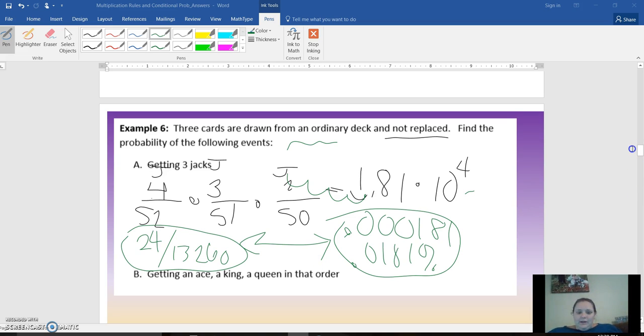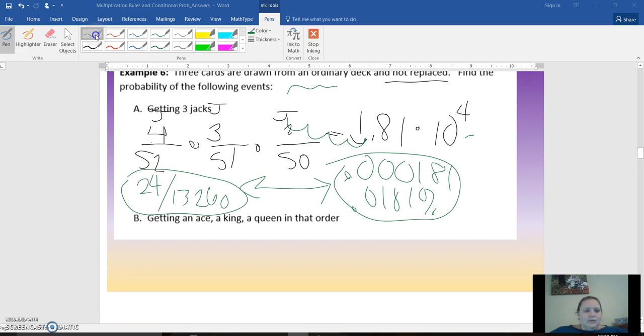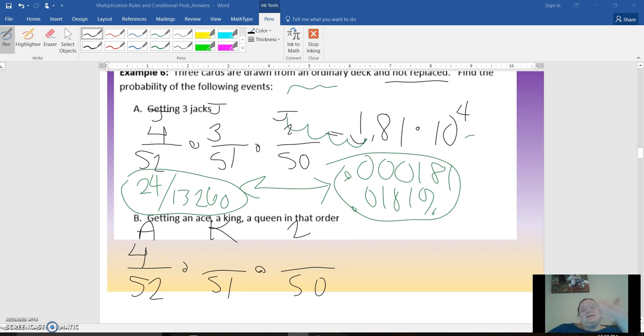All right, now we want an ace, king, and a queen. Okay, so we have an ace and a king and a queen. Ace, king, queen. All right, when we first do it, we have 52 cards. Then we take 1 out, 51 cards. We take another 1 out. We have 50 cards. All right, the ace, there's 4 of them. We take an ace out, but it doesn't affect the number of kings. So we still have 4 kings.